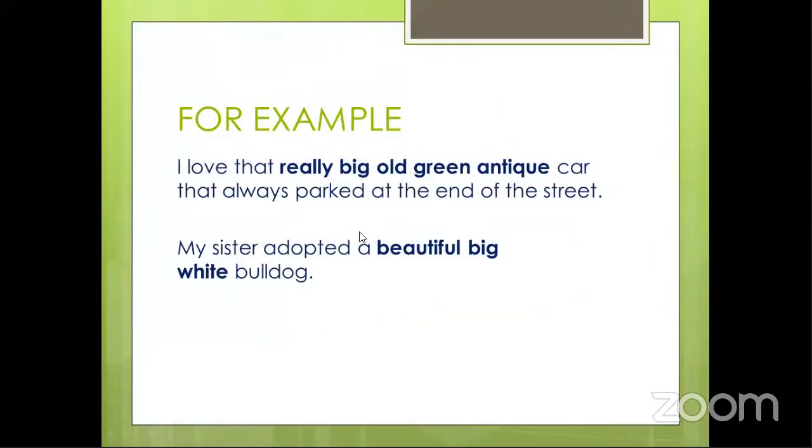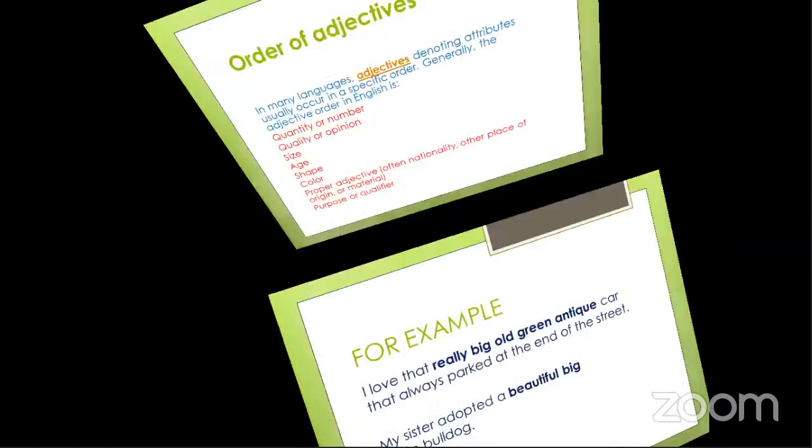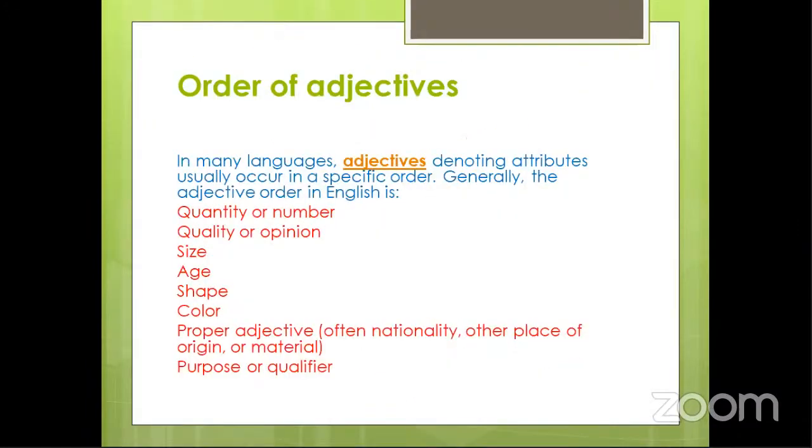So we go to the next slide, which has an example. The first sentence: I love that really big, old, green, antique car that is always parked at the end of the street. So we have adjectives: really big, old, green, and antique. All these are adjectives. But now we need to go to the order of adjectives and see. So this is the order: quantity, size, age, shape, color, nationality, and purpose.